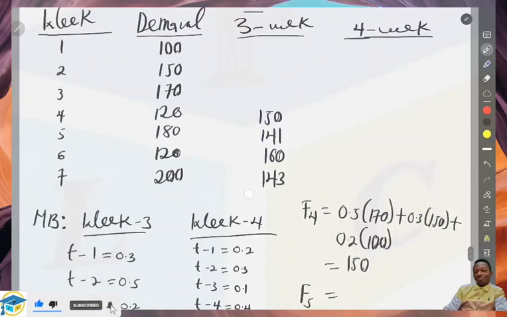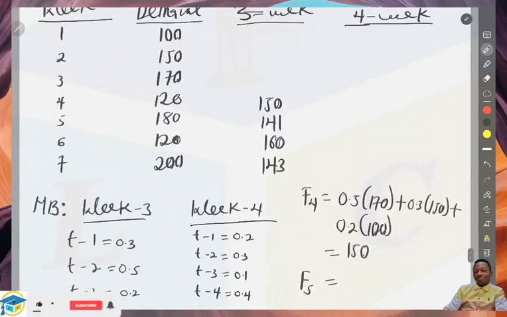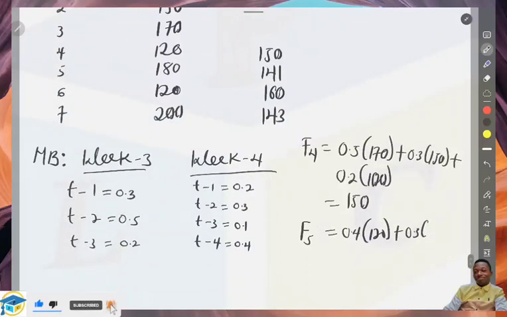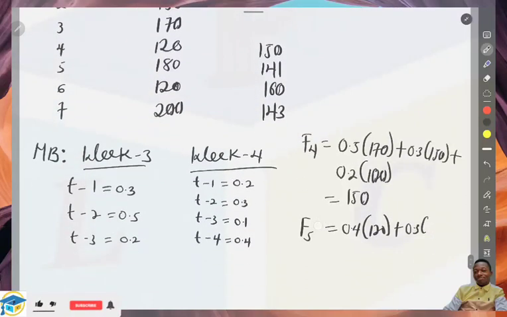So here we make use of the highest weight. The most recent data is going to receive the highest weight in that line. So that's going to be for week 5. We have 0.4, 0.4 being the highest weight placed on the most recent data, 120, plus 0.3 multiplying 170.